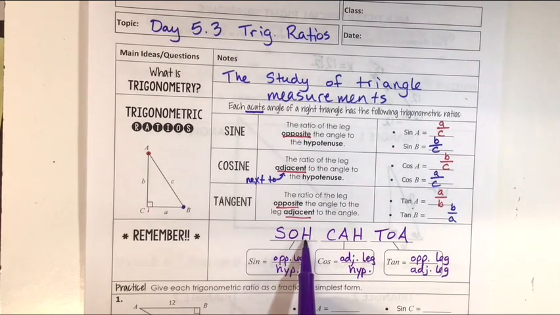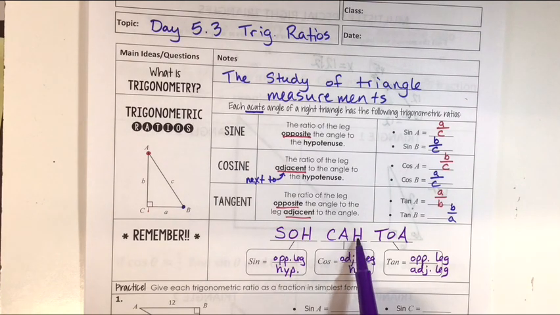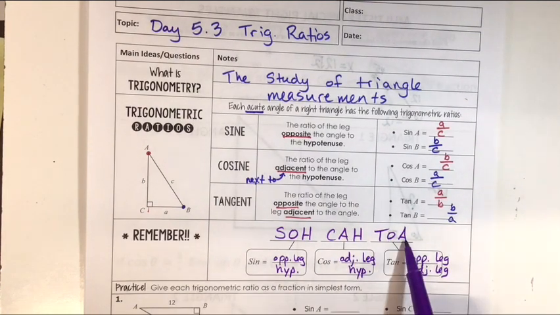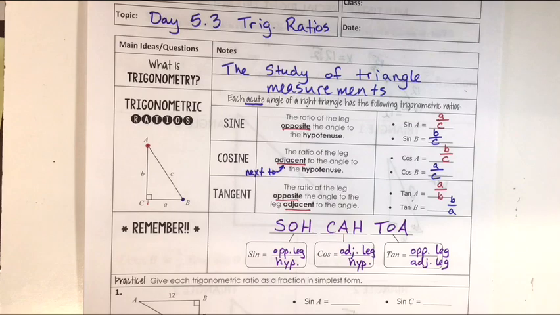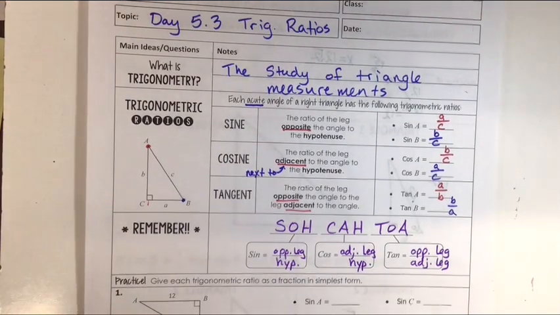O for opposite, H for hypotenuse. A for adjacent, H for hypotenuse. O for opposite, A for adjacent. And this is going to help you be able to set these kinds of problems up. And so what we're going to do now, we're going to just go through some examples that help you understand this, and we'll do maybe some more examples in class.